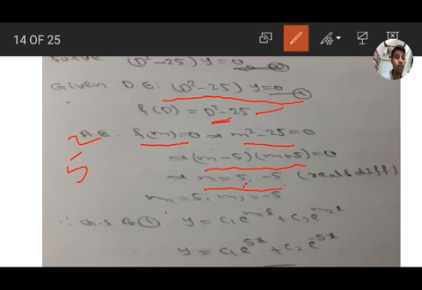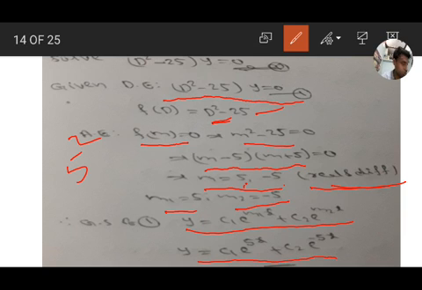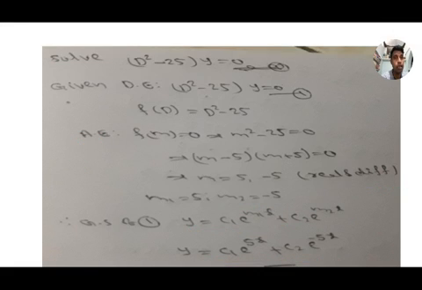So m1 equal to 5, m2 equal to minus 5, and because the roots are real and different, the general solution is c1 into e to the power of m1x plus c2 into e to the power of m2x. It is the first case of solution, real and different. Substituting the m1, m2 values, y equal to c1 into e to the power of 5x plus c2 into e to the power of minus 5x. It is the general solution of the given differential equation. Write down the problem.